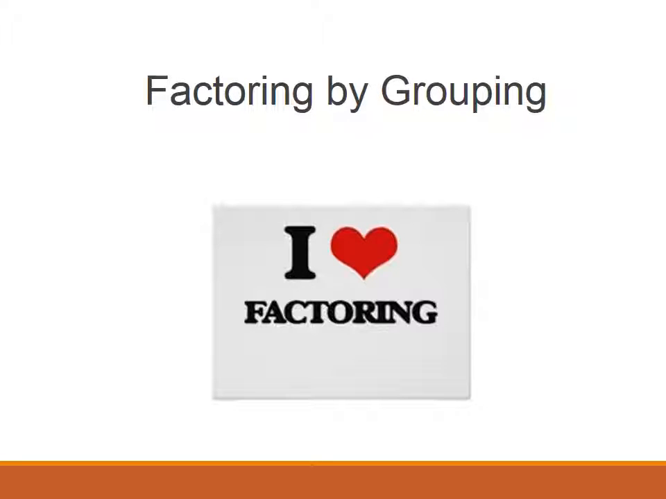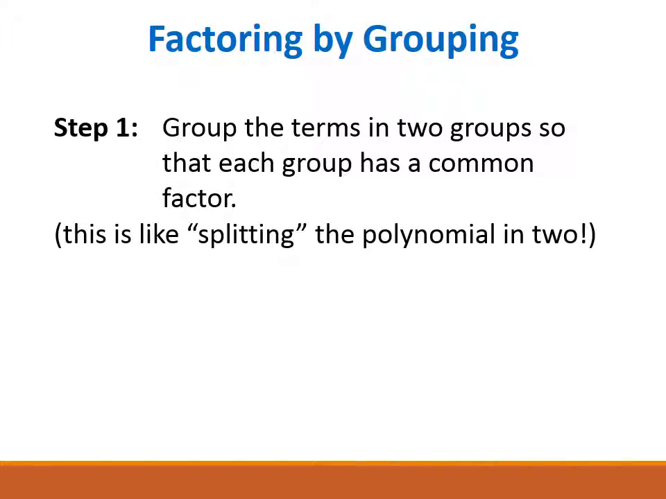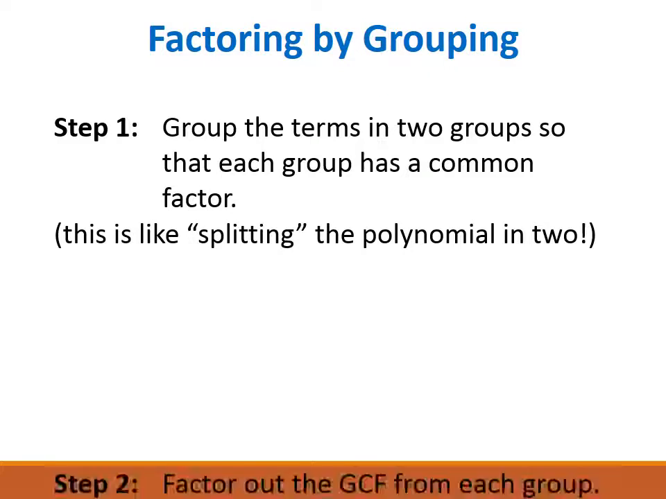Today we'll talk about factoring by the grouping method. To factor by grouping, there are three simple steps. Step 1, you need to group the terms in your polynomial into two separate groups, each having a common factor. This is sort of like splitting the polynomial into two parts.